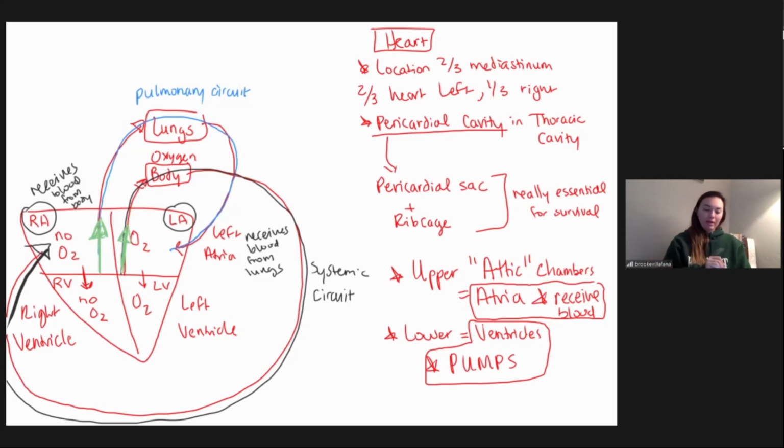Okay, so again, our atria are receiving our blood at the top. Our ventricles are pumping our blood at the bottom. All right, no oxygen on the right side, oxygen on the left.